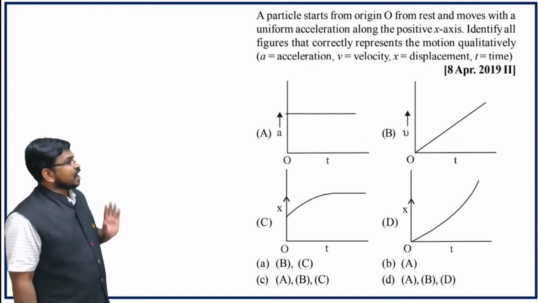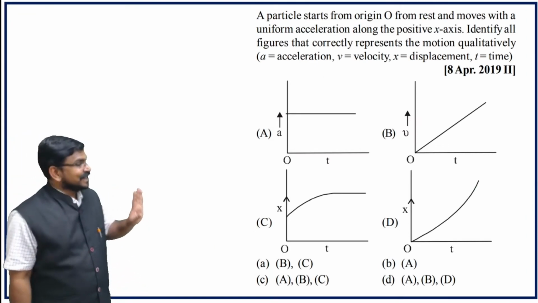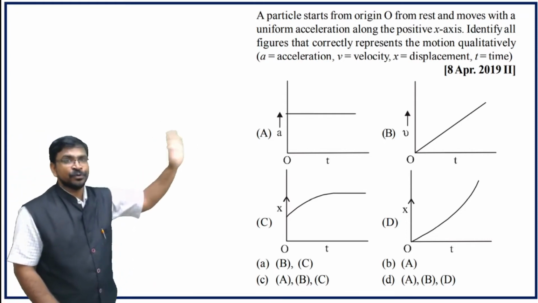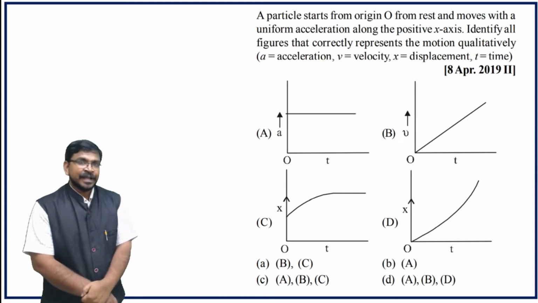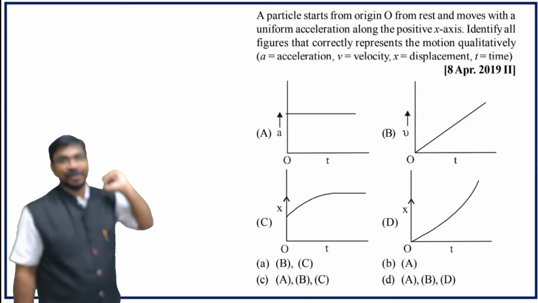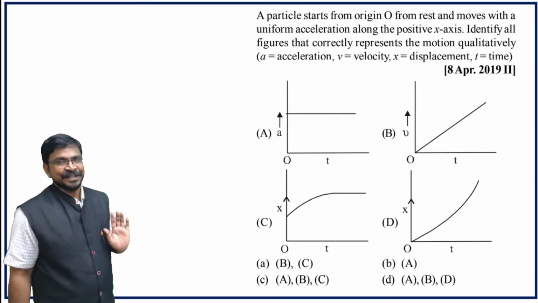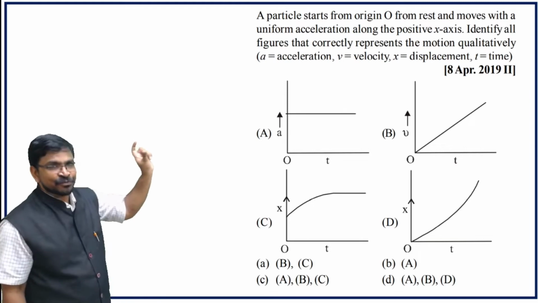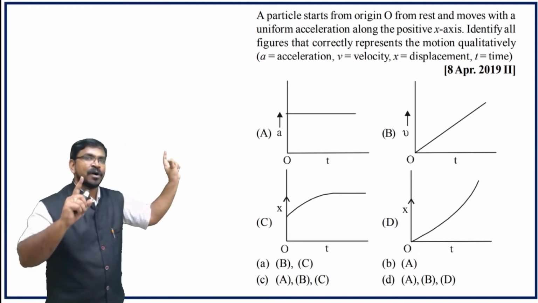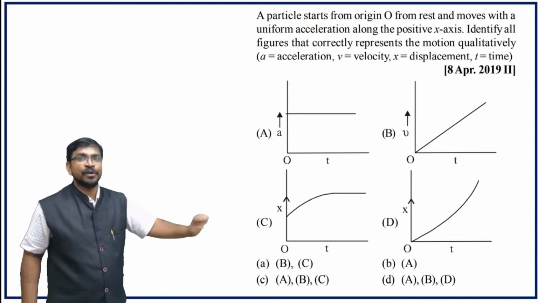Let me take another question, which is very important. This is a level 2 question which was asked in the 8th April 2019 shift 2, that is the afternoon paper. A particle starts from origin O from rest. What is meant by from rest? The initial velocity is 0. Just by understanding that word, rest itself indicates the initial velocity of the body is 0, which will give you one of the possible options here.